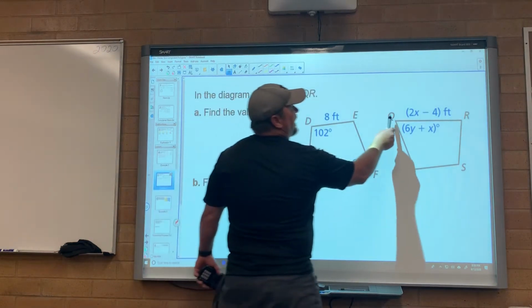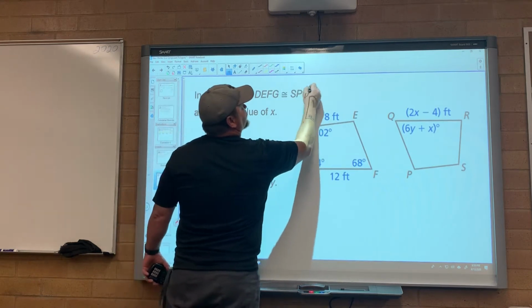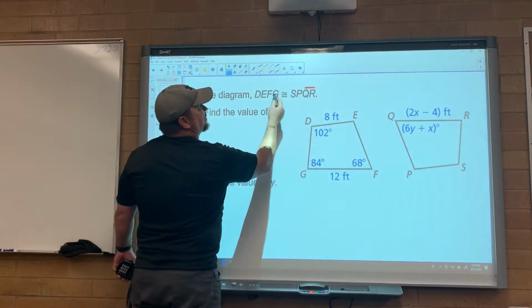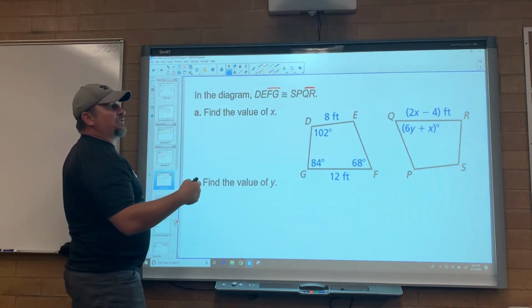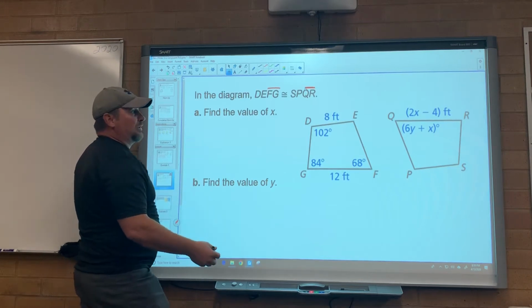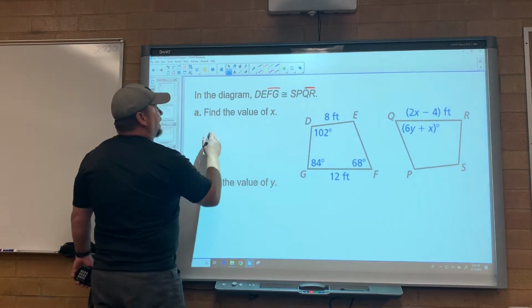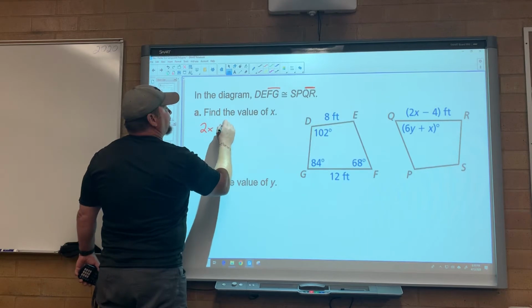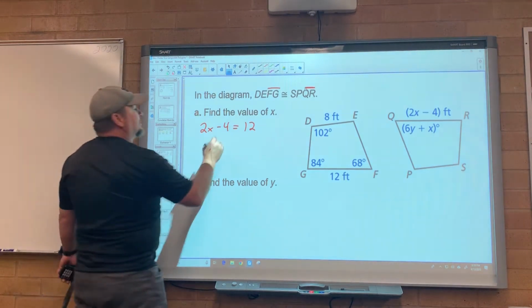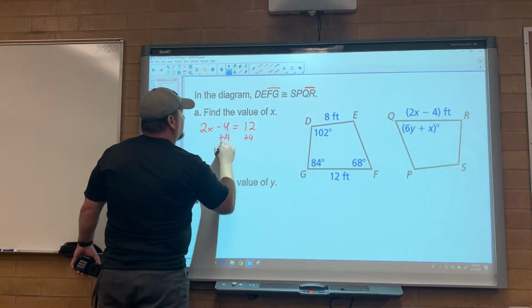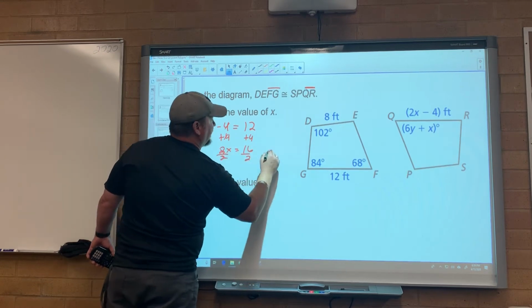All right, let's find out what matches this x. QR. So find QR up in the picture. QR is right here. So we need to find the two letters that match it. It's FG. So QR matches FG, therefore they are congruent, therefore they are equal. So then I can say 2x minus 4 equals 12. And now we've got an equation that we can just solve for x. We'll add 4, and 2x equals 16, and x equals 8.